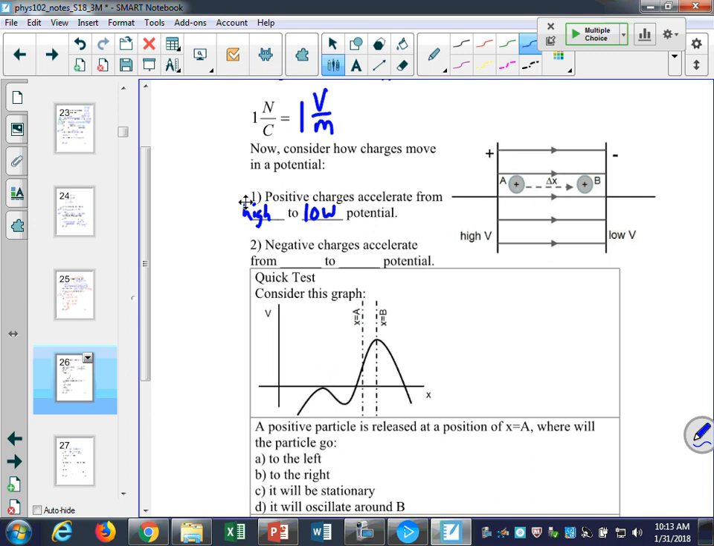And that makes sense, because a positive charge will follow the field lines. The force is in the same direction as the field. So it goes from high to low. And then the negative charges move from low to high potential.